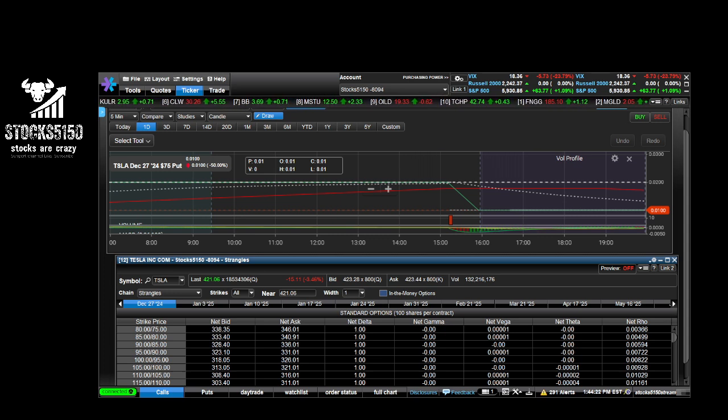So a strangle is an option strategy that aims to profit from significant price moves on the stock, whether it moves up or down. So what you do is you buy a call that's out of the money and a put that's out of the money. Out of the money, if you don't know, we're going to go over here.